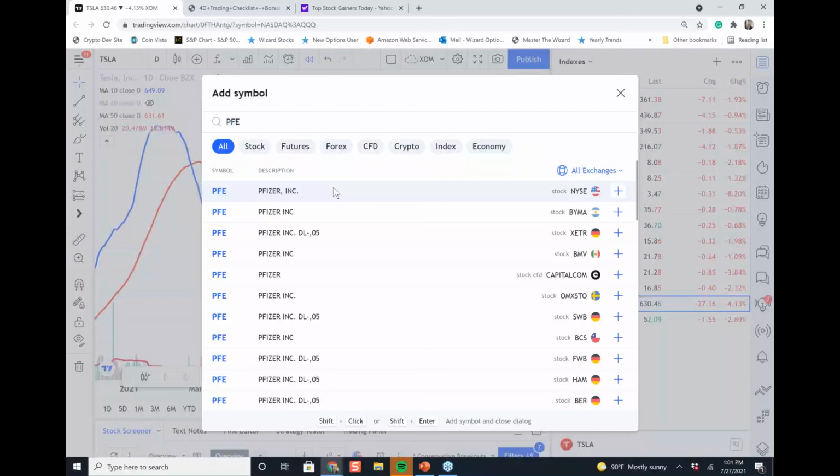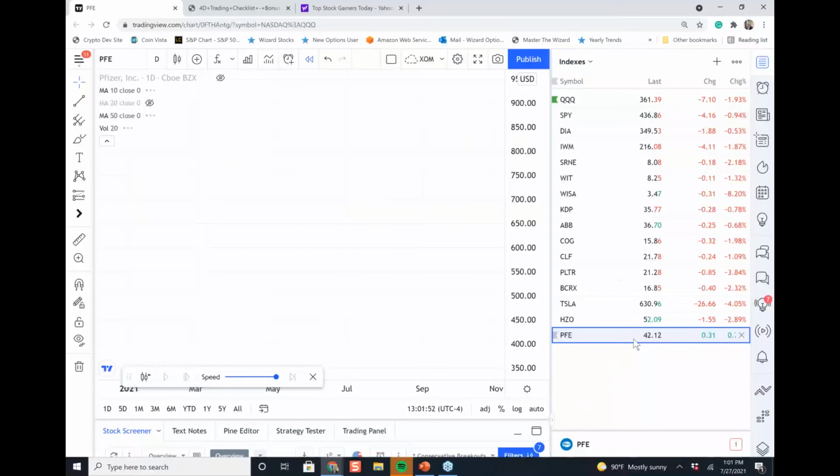Now, Pfizer is not $600, so I've got to come down to the price. There we go. And so what's happening with Pfizer right now? Is Pfizer going up? Is it an uptrend or is it a downtrend? There's Pfizer.